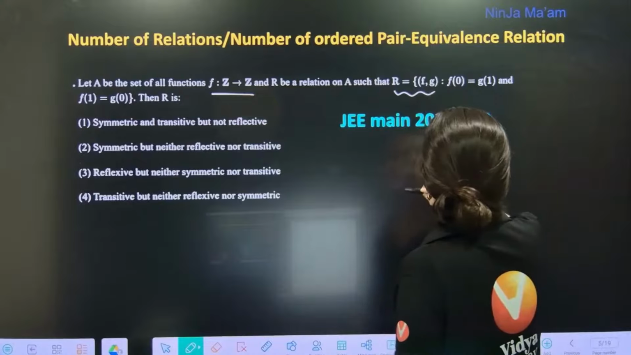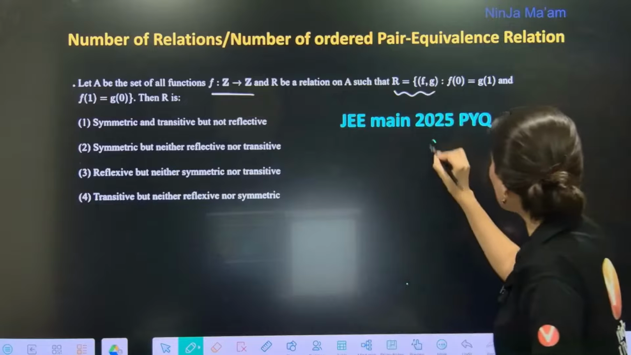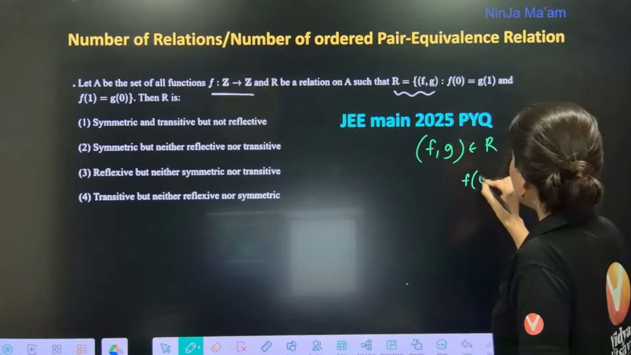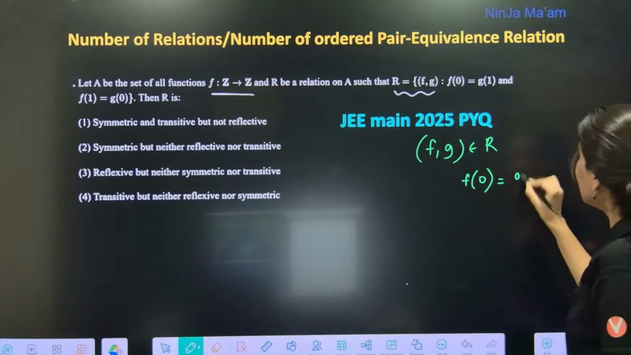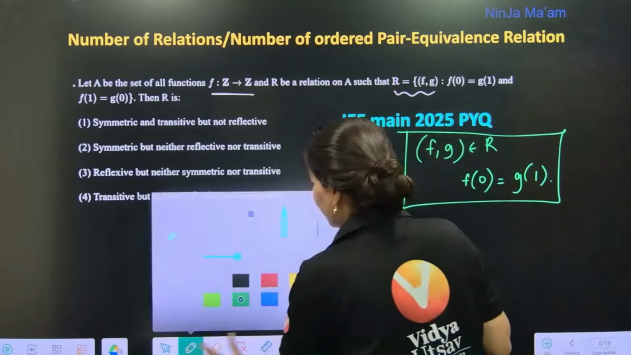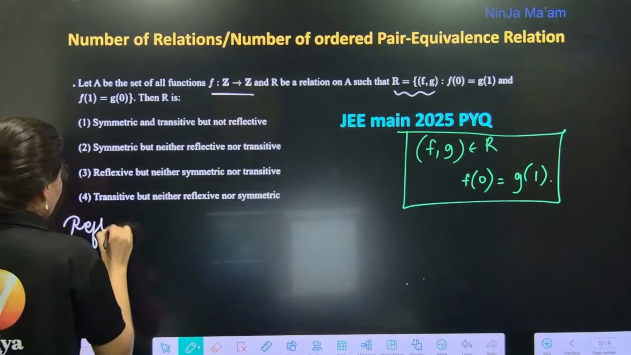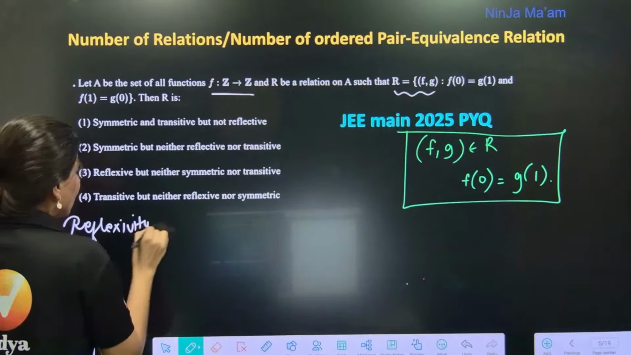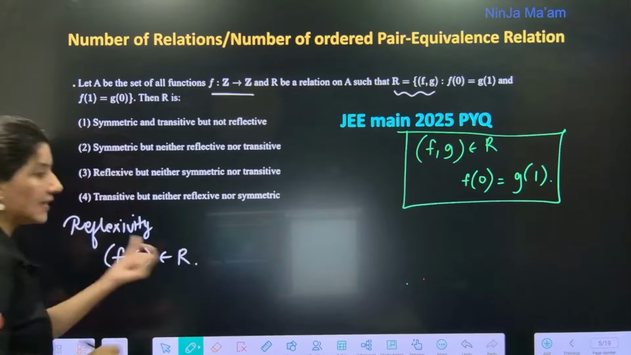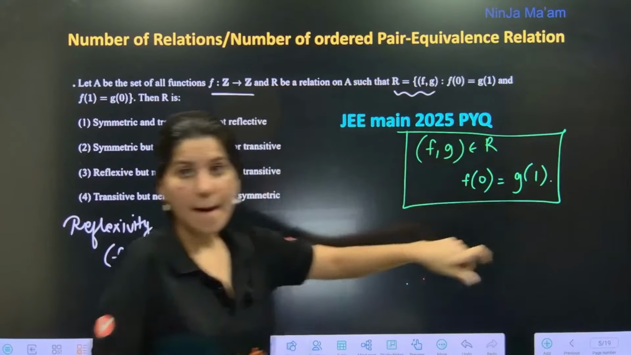So this f comma g will sit inside your relation. That means two functions f comma g will belong to your relation if the 0 value of the first function is equal to the 1 value of the second function. This is given. Now again you need to check the reflexivity, my dear students. Reflexivity says that both functions should be the same. So we need to check whether f comma f is sitting inside your relation or not.